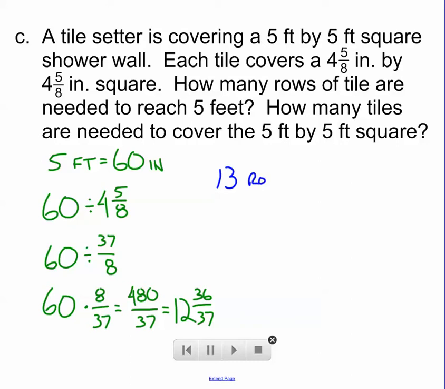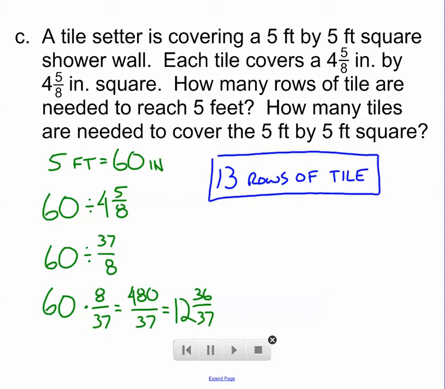Okay, so since it comes out to more than 12 tiles needed to stretch across that 60 inches or 5 feet, we're going to need that 13th tile. Even if this was 12 and 1/37th, we'd still need the 13th tile. Otherwise, it wouldn't cover all the way across. So 13 rows of tile. And then because it's a square that we need to cover, 13 rows of 13 tiles is going to be 169 tiles that we need. That'll actually cover more than the 5 by 5 square, but better too much than not enough.